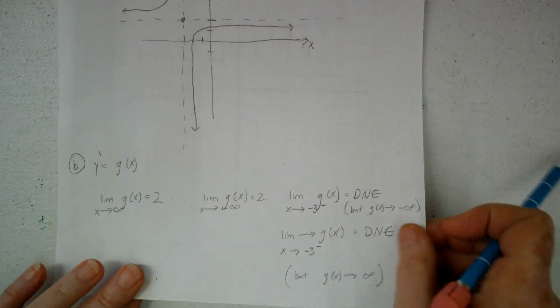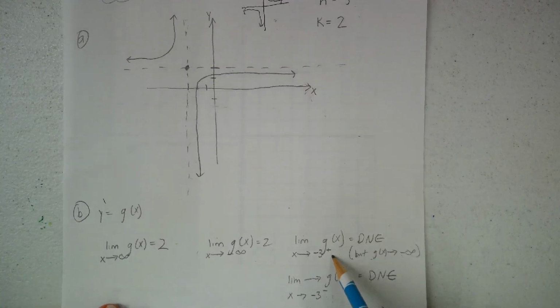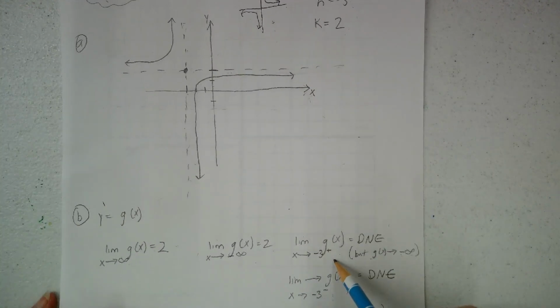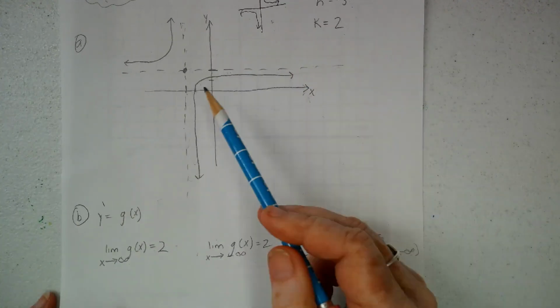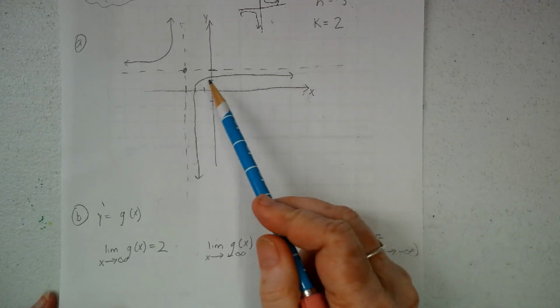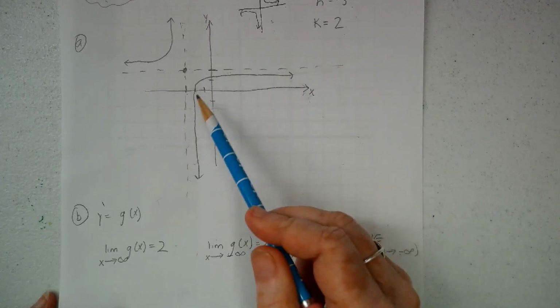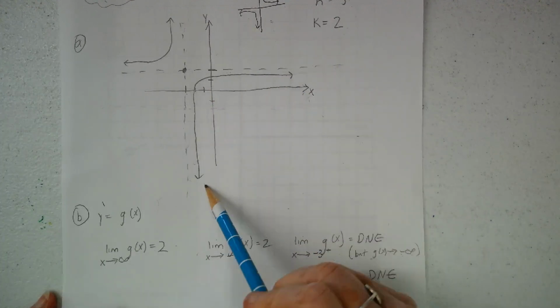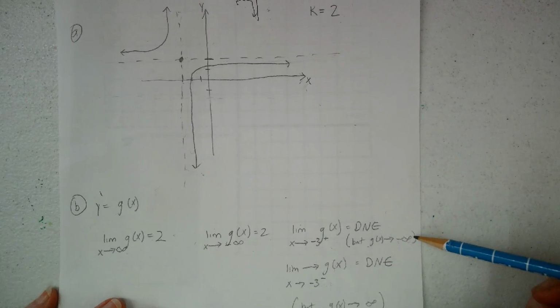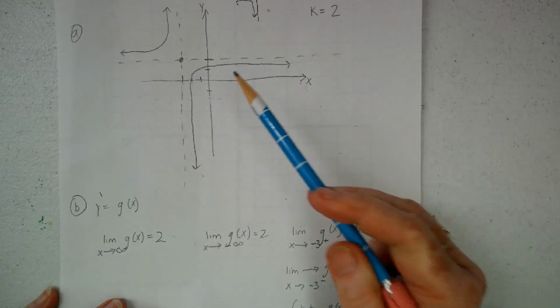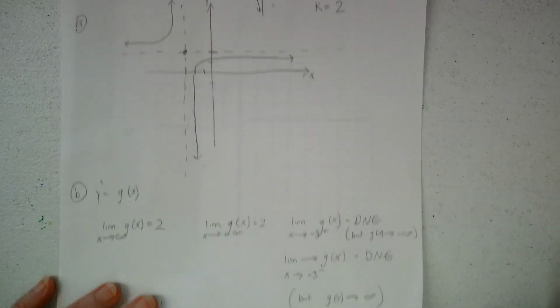And then as I approach -3 from the right, so I start at the right and I approach, it's not 3, it's -3, then the graph goes to negative infinity, but we say does not exist because you never get to infinity.